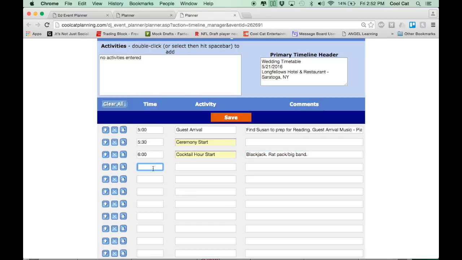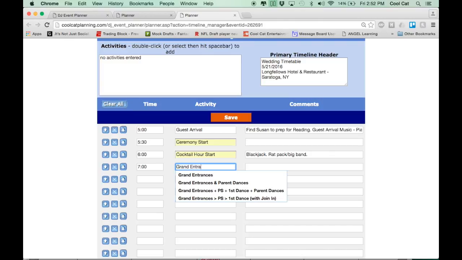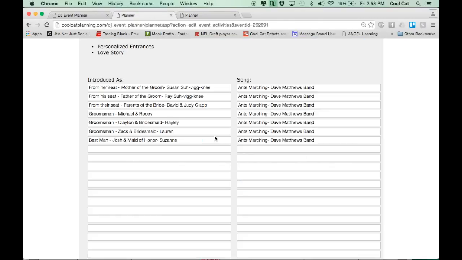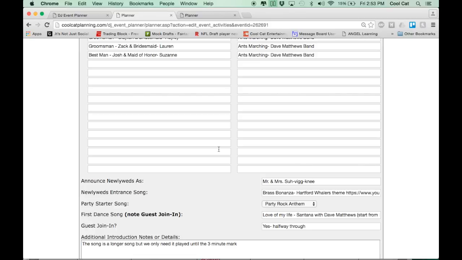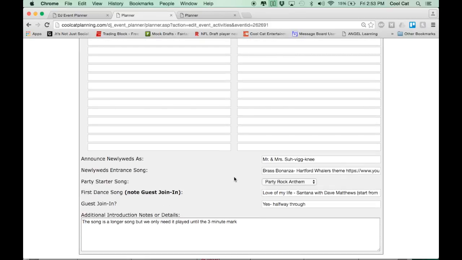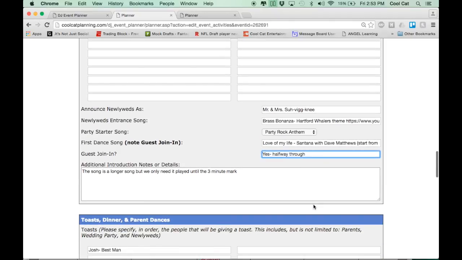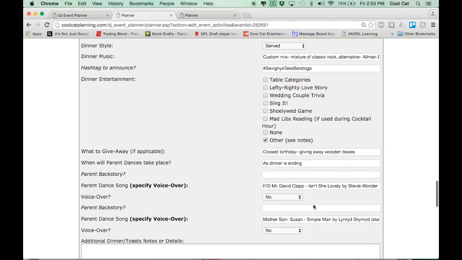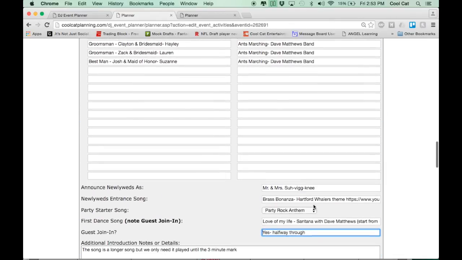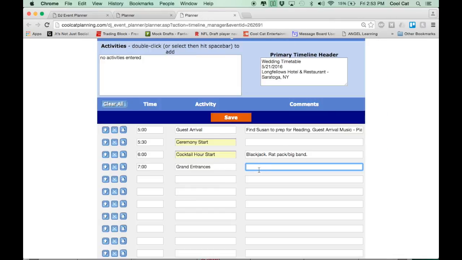So after cocktail hour, it's now 7 o'clock, which means you're ready for the grand entrances. And when noting grand entrances, you just want to note what parts you're doing, because you're not always going to do a party starter, and you might be segueing into the parent dances or something like that. So just note everything that you're going to need for this block of time. In this case, it's going to go party starter into a first dance with a guest join in, and parent dances aren't till later.